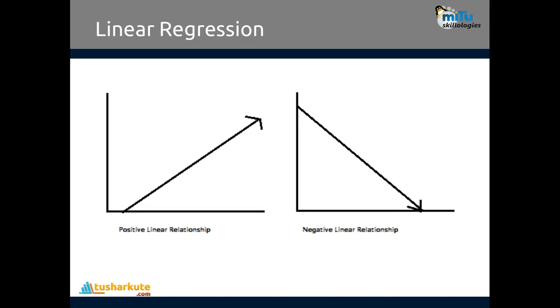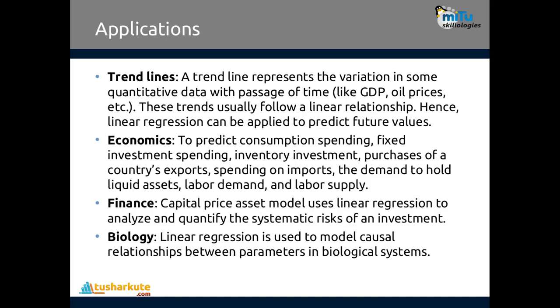Now let's take some example applications, like trend lines. A trend line represents the variation in some quantitative data with the passage of time, like GDP. According to time, GDP changes. According to time, oil prices change. These trends usually follow a linear relationship. Hence, linear regression can be applied to predict the future values of it.